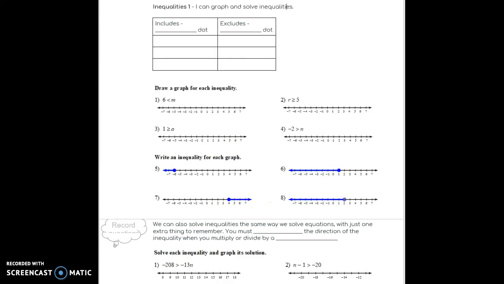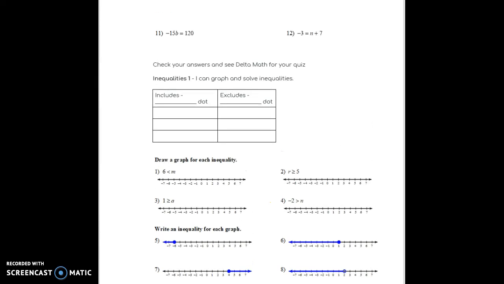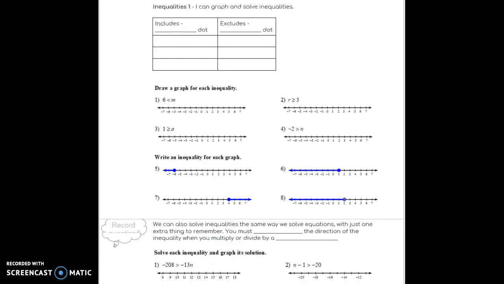All right, we are looking at inequalities. You should have made a 70 or higher on the 4 equations quizzes in Delta Math.